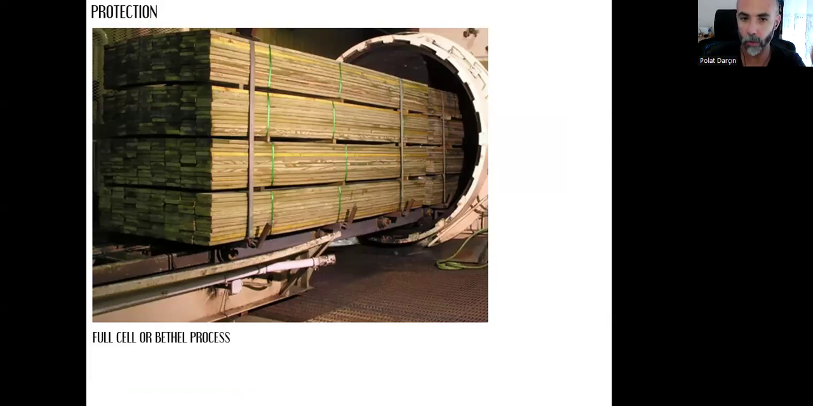This is called the full cell or Bethell process. As you can see here, there is a giant tank, and we place all the timber pieces, these freshly cut and seasoned pieces, inside this tank, and we fill it with some sort of chemical. With the help of pressure, that chemical will be injected inside those tiny little pipes, those fibers.